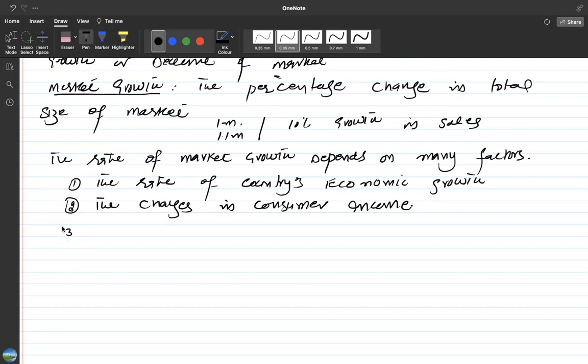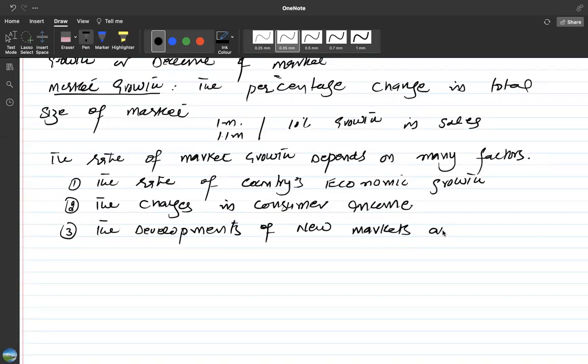The development of new markets and products. If new markets and products are being developed, the sale of existing products and existing businesses will be going down. There is a reason for that. Look at the car industry. If electric cars are growing, the new products are growing, the sale of diesel and petrol cars will be falling in near future. It's already falling, but it will be falling in near future.